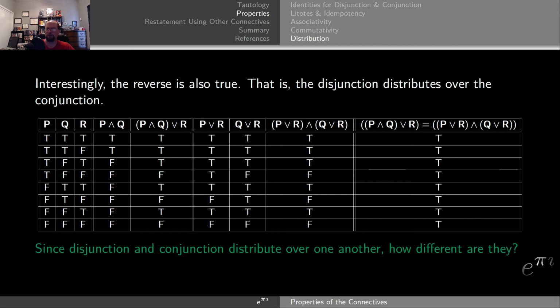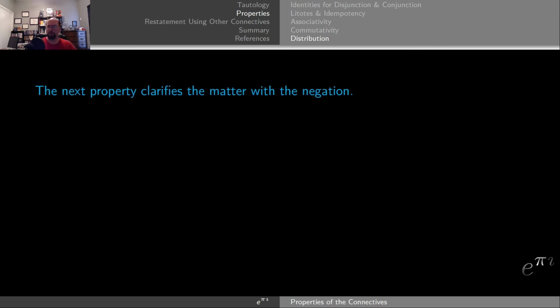However, notably, since the disjunction and conjunction distribute over each other, how different are they? You've probably noticed as we've been going through these charts that a lot of the charts look similar, just either reversed or with the true and false reversed. So, what's going on here? How different are conjunction and disjunction? The next property clarifies the entire matter with the negation.